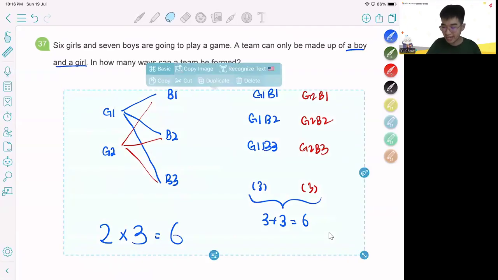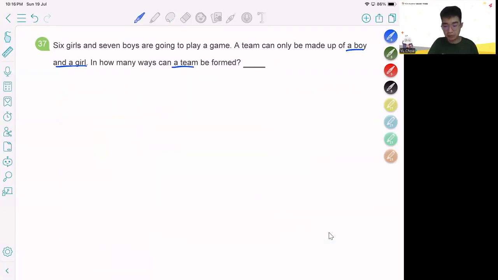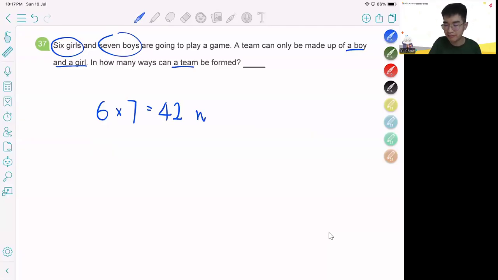Now I change the question to 6 girls and 7 boys. By the multiplication principle, there are 6 ways to choose a girl. Every time we choose a girl, there are 7 ways to choose a boy to pair up with this girl. So choose a girl, 6 ways, then choose a boy, 7 ways. 6 times 7 equals 42 ways. And that is the only step you need for this question.